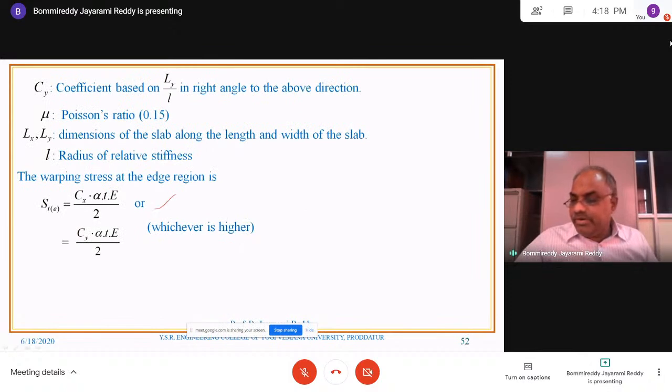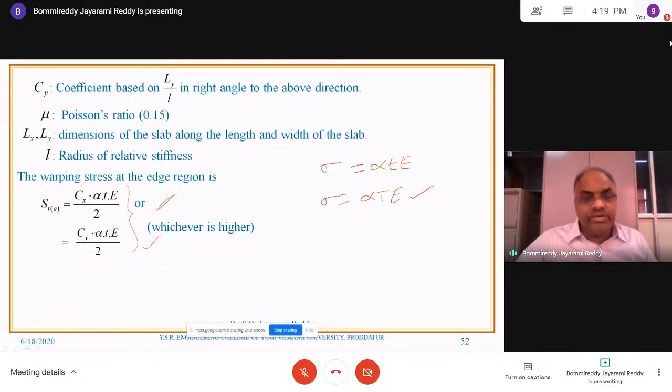And you can remember this. It's a normal thing. Warping stresses at the edge region. You know that in normal temperature, stress will be equal to alpha T into E. Alpha into T into E are the temperature stresses you have studied in strength of materials. So now here alpha T E, you can look at alpha T E into coefficient in x direction divided by 2, or otherwise coefficient y divided by 2, whichever is higher will be considered as the edge stress.